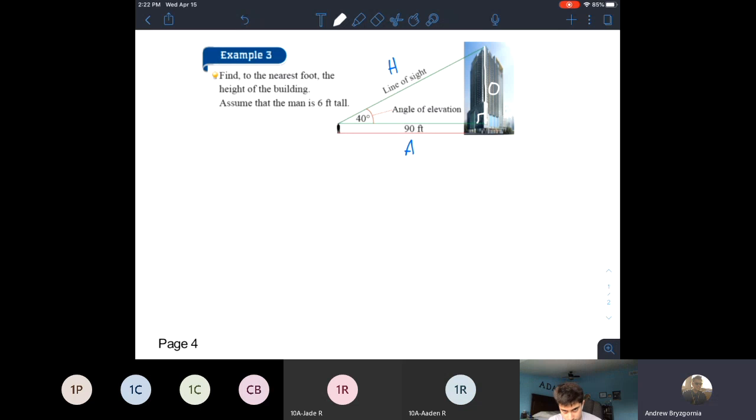And from that, we know, since we're trying to find the height, I'll put that as little h, we need the opposite and the adjacent. So no hypotenuse there.